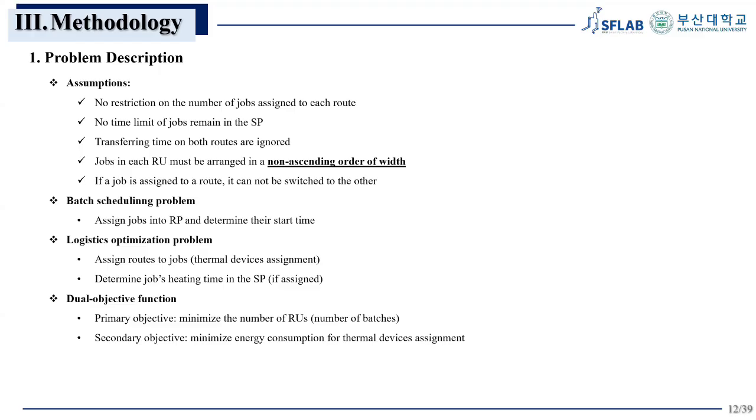The dual objective function consists of the primary and the secondary objective. The first one is to minimize the number of rolling units, or the number of batches, because the fewer the batches, the less the total setup time, which allows more jobs to be executed. The secondary objective will minimize the energy consumption for thermal device assignment.